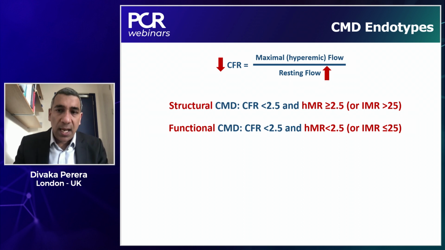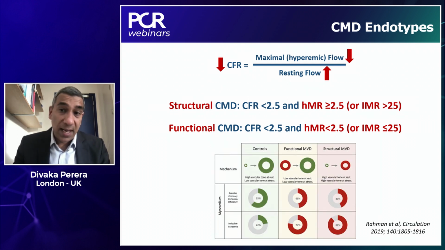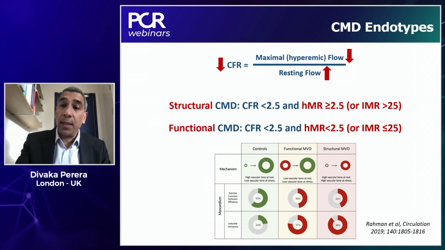But we and others have recently shown that actually patients who have functional coronary microvascular dysfunction and those who have structural microvascular dysfunction actually have very similar phenotypes. They have similar degrees of ischemia if you were to do a test such as a perfusion MRI scan. And if you assess their exercise physiology, it is similarly maladapted during exercise.